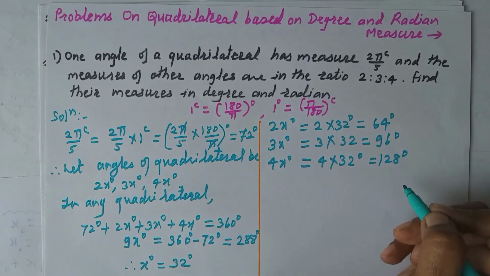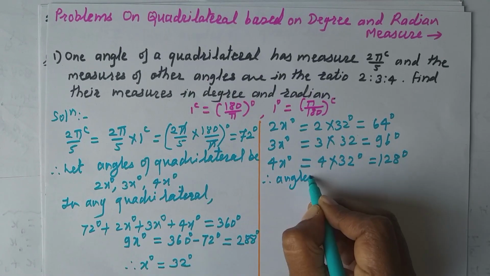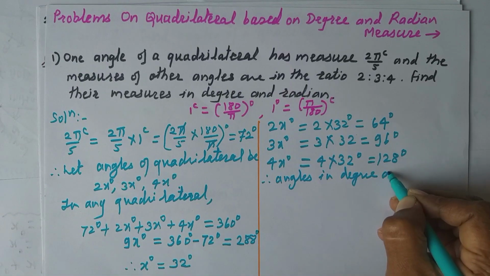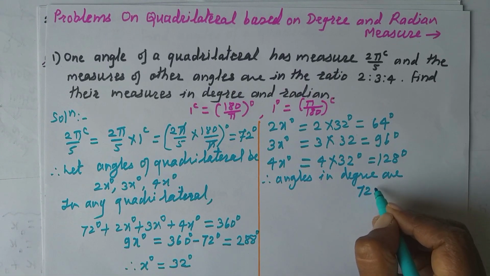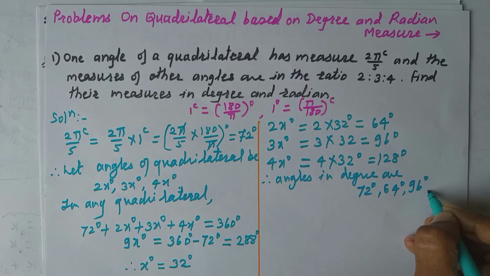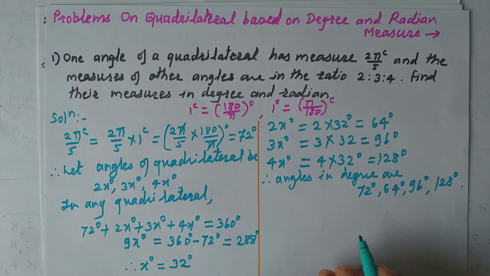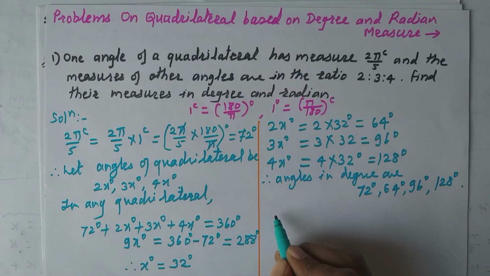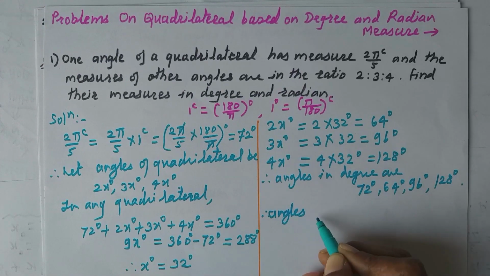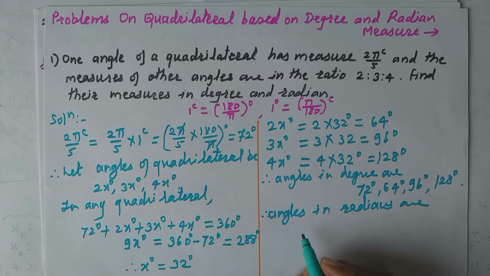Now I have got the angles in degree. Write down the angles in degree. First angle is 72 degree, second is 64, third is 96 and fourth angle of the quadrilateral is 128 degree. Now we have to find the angles in radians. Therefore we write down the angles in radians. Here the first angle, 2 pi by 5 radians, is given.